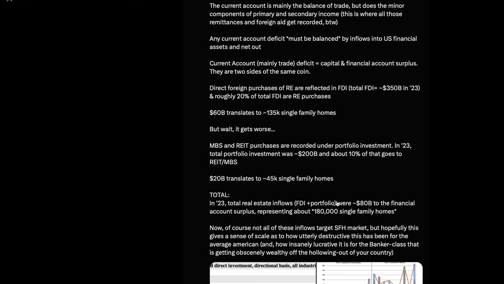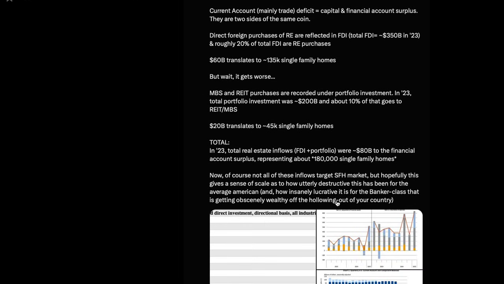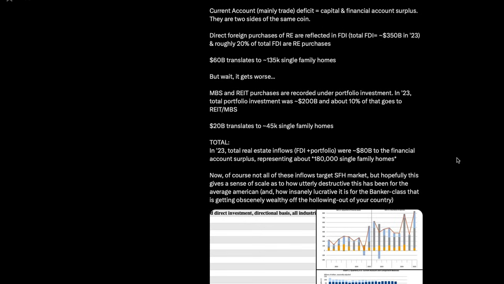FDI, or direct purchases of real estate itself, is not the only real estate related way that foreigners can influence via that capital and financial account surplus. There's also mortgage-backed securities and REITs. A REIT is a real estate investment trust. And you can find these in your brokerage. They trade basically like an ETF, but it includes real estate.